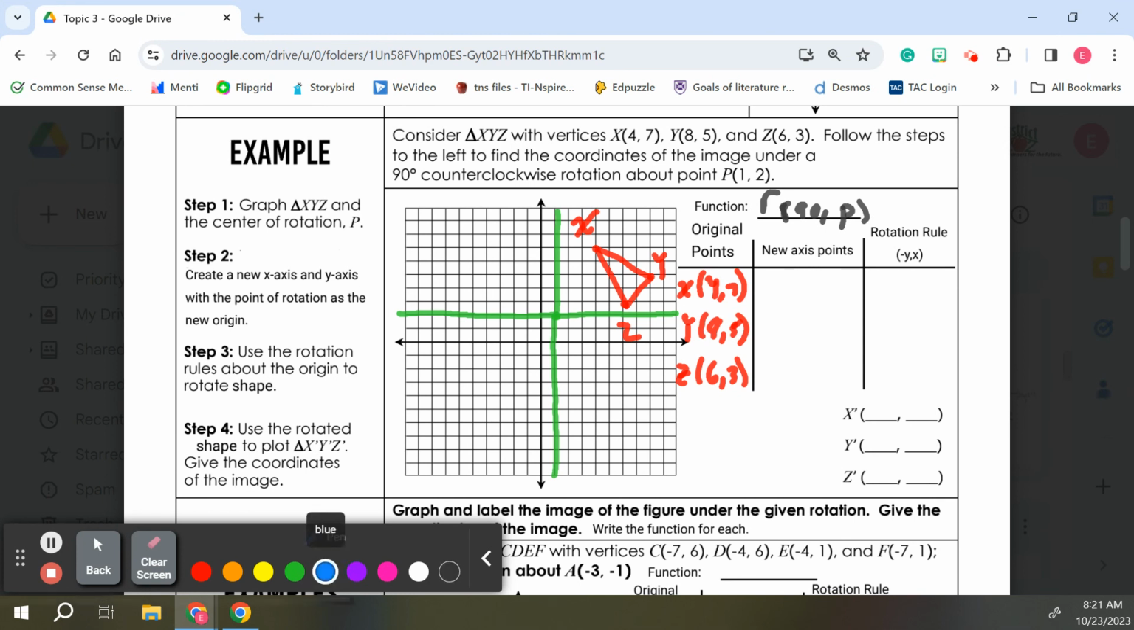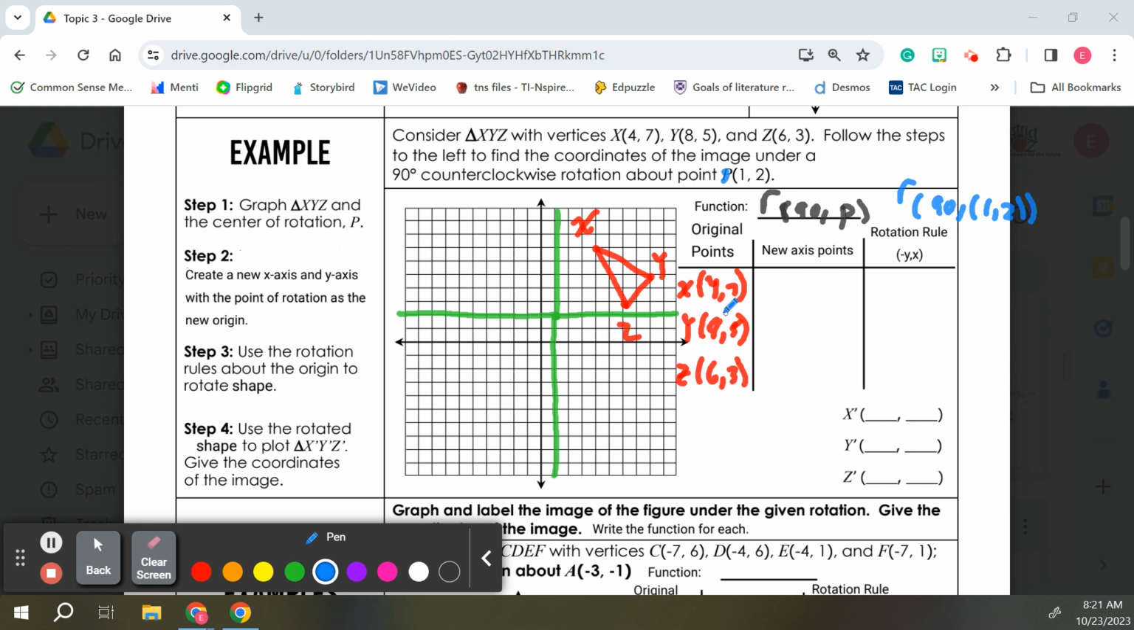So just out of curiosity, let's say they didn't give you point P. It would look like this. It would be the rotation, 90 degrees, and then you would put 1 comma 2 and then close the parentheses twice, okay? Is that going to be important today? No. Will it be important tomorrow? Yes. Okay, so just FYI.